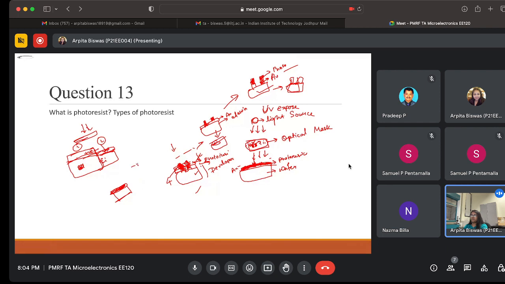And in negative photoresist, what happens? The opposite happens, because the covered portion will etch out, and the uncovered portion will become harder. Okay. Yes, ma'am. Okay.